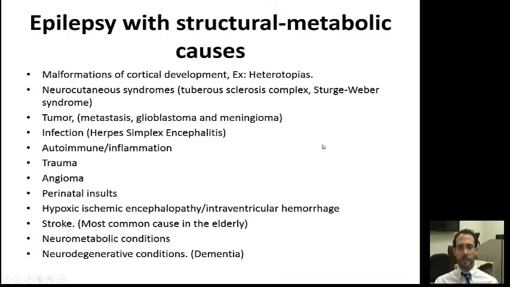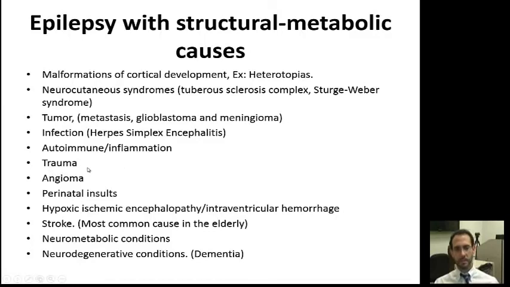There are some other etiologies like tuberous sclerosis, Sturge-Weber syndrome. There are tumors, metastases like glioblastoma, meningioma, infections like herpes simplex encephalitis. This will typically again affect the temporal lobe. Autoimmune inflammation, it could be spread out.